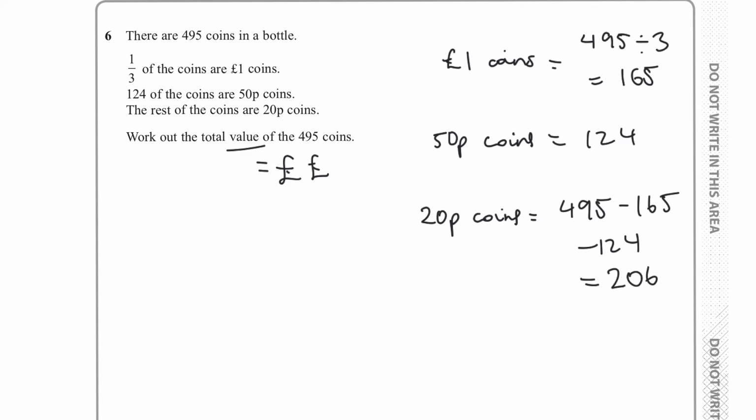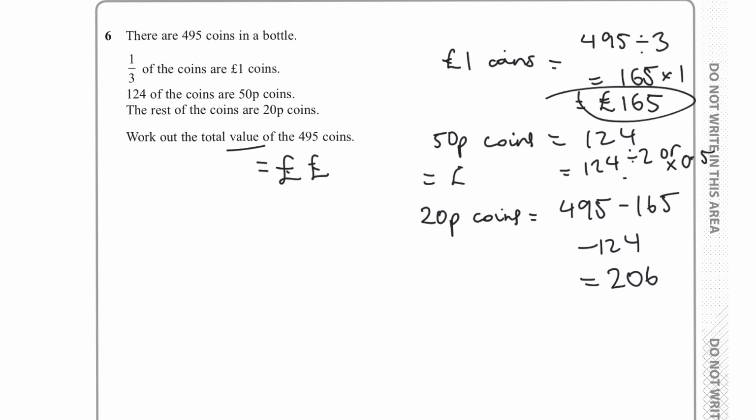Now we need to work out the values. If we've got 165 £1 coins, the total of £1 coins is £165. If we've got 124 50p coins, then remember 2 50p coins make a pound. So in order to work out the total, you would do 124 divided by 2, or times by 0.5. As here you times by 1 to work it out, here you would times by 0.5 because 50p is 0.5 of a pound. Either way, that would give you the same answer of £62.